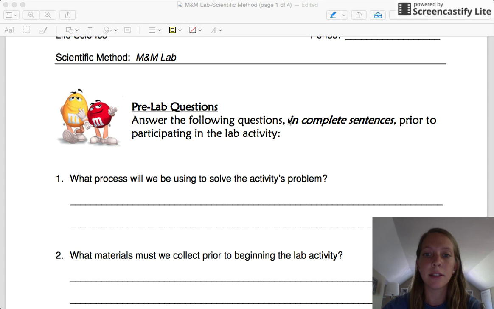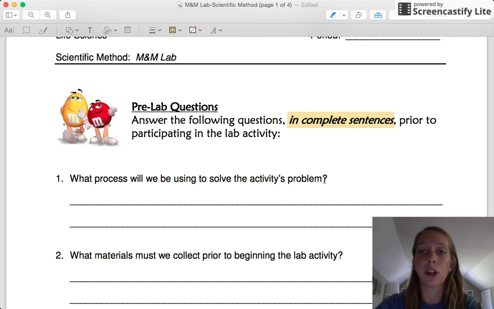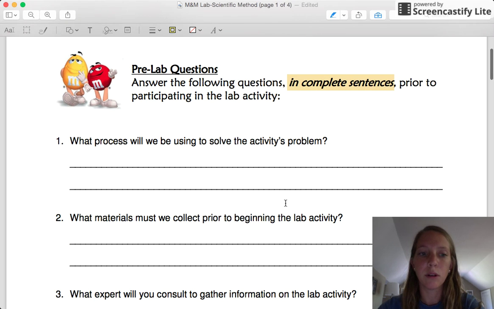Notice it says incomplete sentences. Okay, incomplete sentences prior to starting the lab. So before you do anything with any of your materials, you're going to answer these questions as a group. The other important thing to remember is that each person needs to fill out their own lab sheet and needs to submit their own lab sheet to Schoology. That's really important to remember.